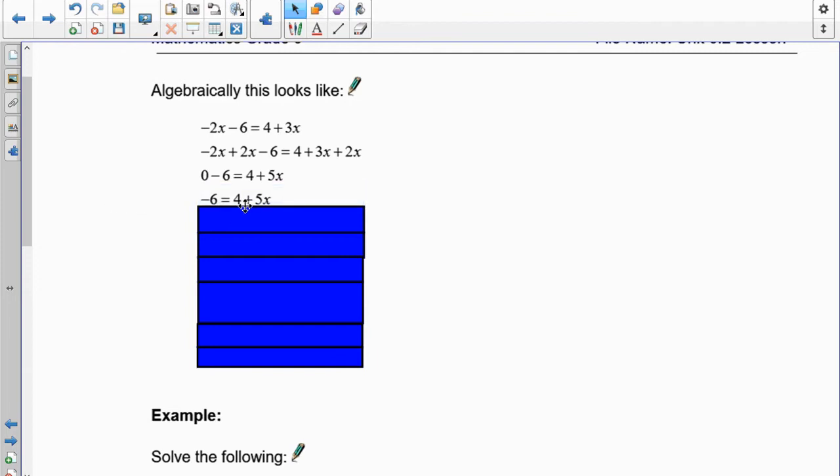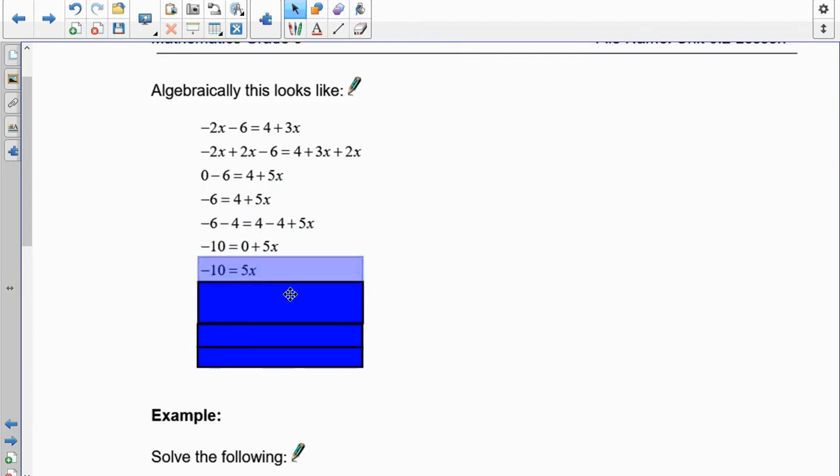Now, I've got to get rid of the 4. To get rid of the 4, I have to subtract 4. So I've got negative 6 on the left, subtract 4, and on the right-hand side, I have 4 take away 4 plus the 5x that's still there. 4 and negative 4 becomes 0. And negative 4 and negative 6 become negative 10. Clean it up. I'm now at 5x is equal to negative 10.